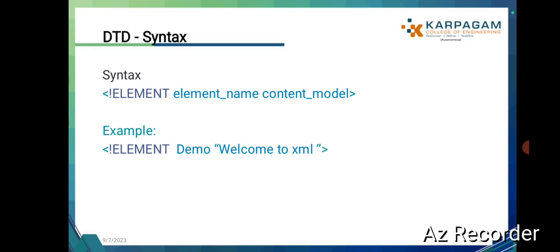This is the syntax of a DTD. The syntax includes open and close angular brackets, starting with an exclamation symbol. ELEMENT is a keyword, everything should be in caps, followed by the element name and the content model. Here I have an example of DTD syntax. The element name is demo and the content I have used is welcome to XML. This is the basic syntax of an element in a DTD.